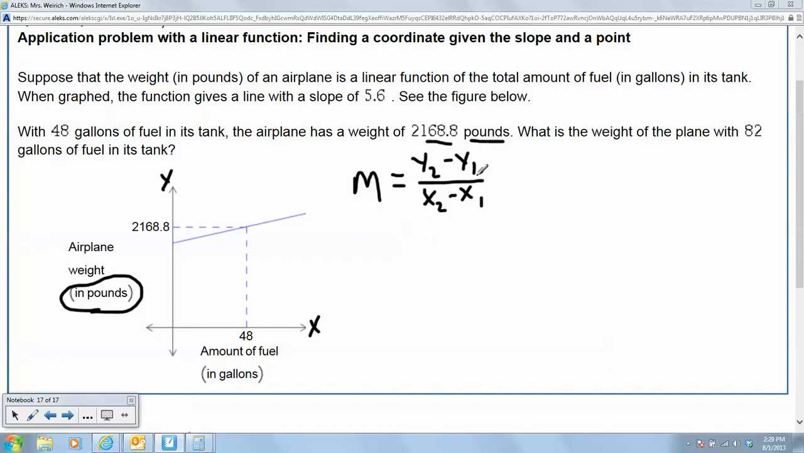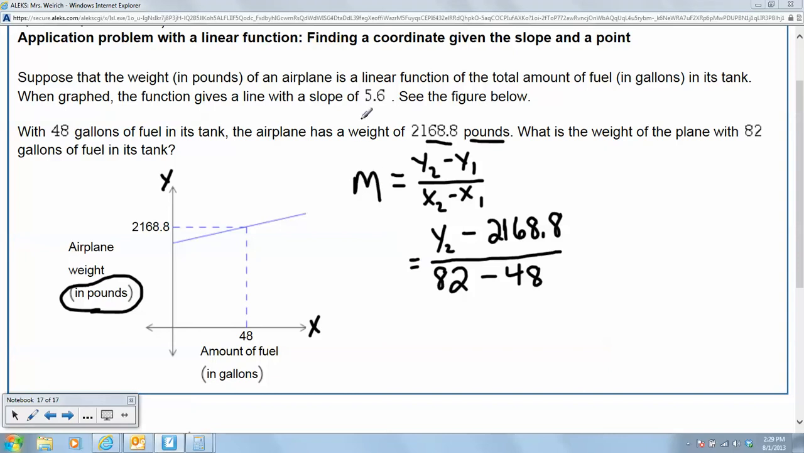So I could put this in the y2 spot or the y1 spot. It doesn't matter, but it's slightly easier if you put it in the y1 spot. So I'm going to put 2,168.8 there, and I leave y2 alone because there's no other pound value given. Then for x2, you put the one you're not sure of, which is this 82. You don't know the weight that corresponds with that, so you put 82 directly below the y2, and 48 directly below the 2,168.8.